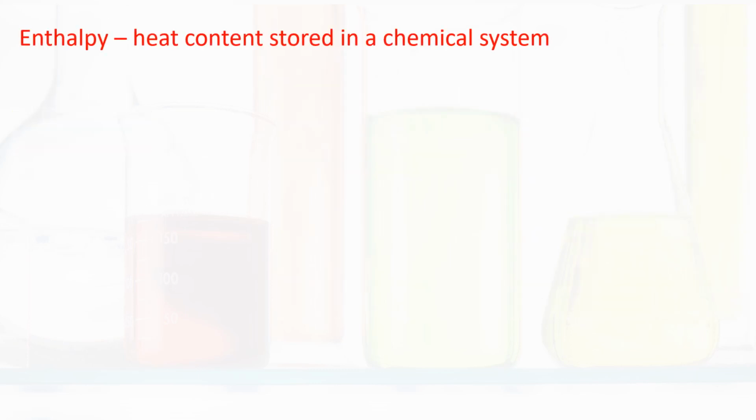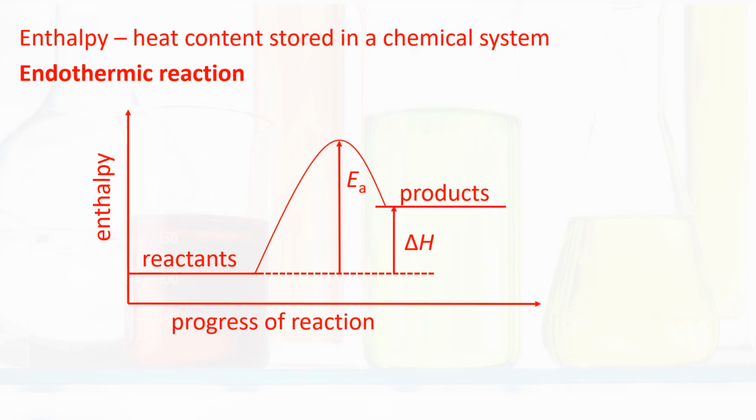After GCSE, you may go on to study enthalpy, the heat content stored within a chemical system. This is linked to the relative energy of reactants and products that is studied at GCSE. For an endothermic reaction, the reactants have less energy than the products. Activation energy is shown on the diagram, as well as enthalpy change, delta H. Delta H for an endothermic reaction is positive. In an endothermic reaction, the surroundings get colder.